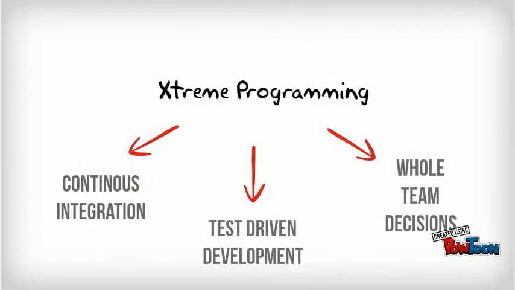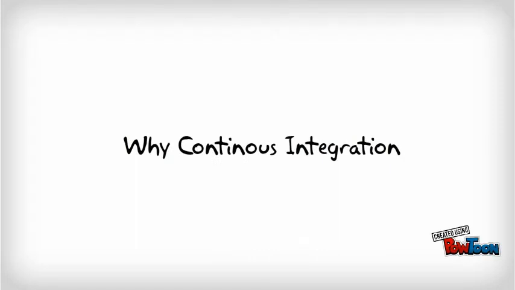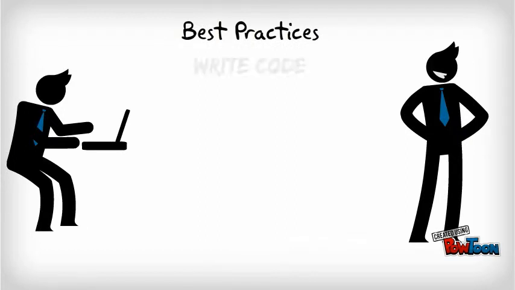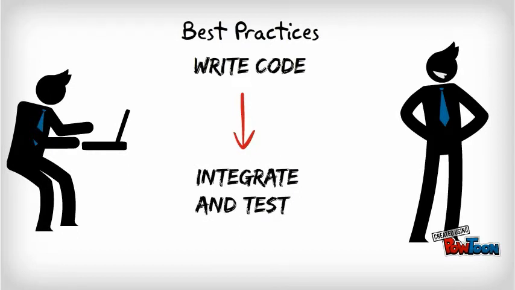Continuous integration is part of an agile methodology practice known as extreme programming. There are also other components to extreme programming, but it's not within the scope of this video. Why continuous integration? Continuous integration provides guidelines about the best practices for easy code integration by encouraging developers to integrate tested code on a daily basis.